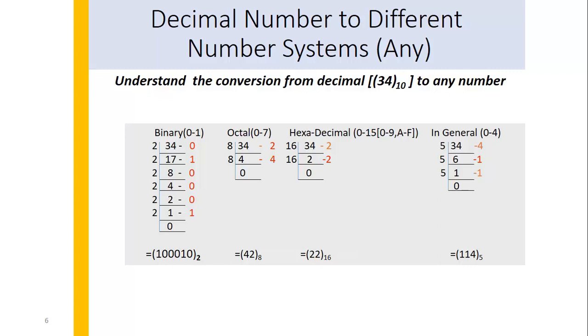Hence, if you want to represent the decimal number 34 in the base 5 number system, the answer is 114 to the base 5, right? So this helps us generalize the concept and makes it clear that we can convert a decimal number to any base number system by dividing and recording the remainders in reverse order.